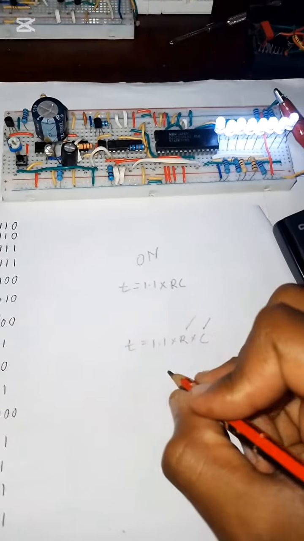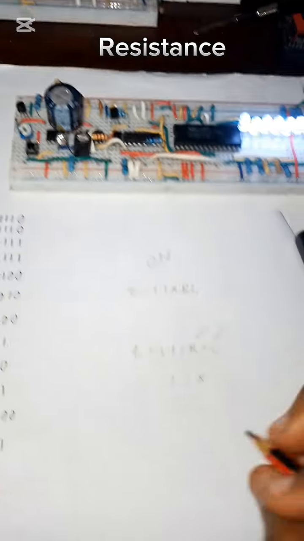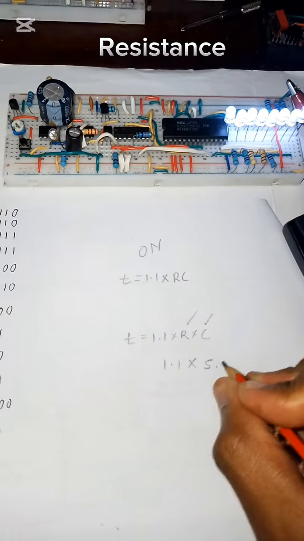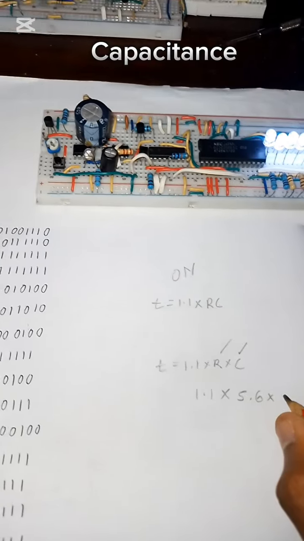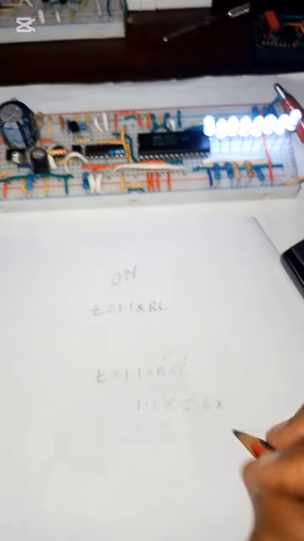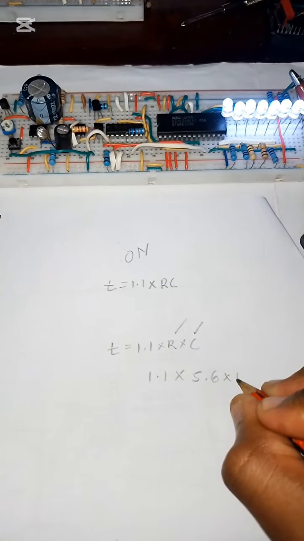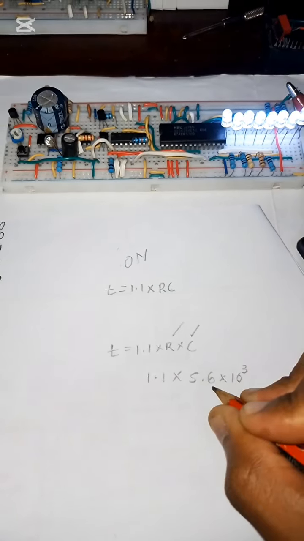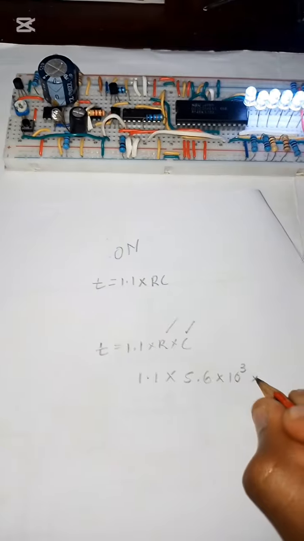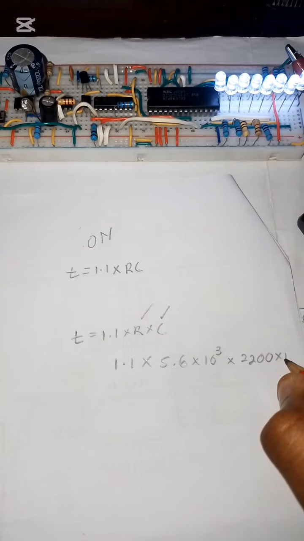So if we test ours here, we're going to get 1.1 multiplied by the value of resistance I'm using, 5.6, multiplied by the capacitance, which is 22. You can see the value of the capacitance is 2200 microfarad. This should be in SI units, so times 10 to the power 3, because the resistance is in kilo ohm, and the capacitance is 2200 times 10 to the power negative 6, because it's microfarad.